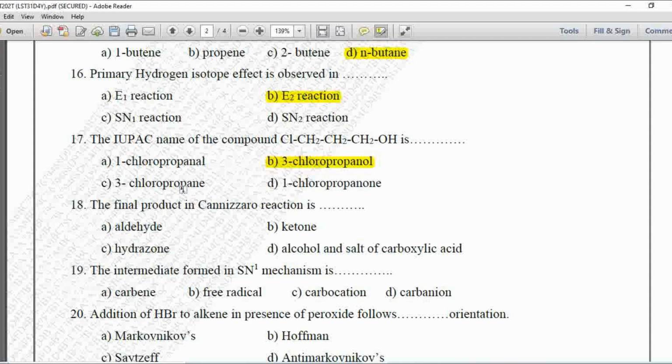Next 18th MCQ. The final product of Cannizzaro reaction is: option A is aldehyde, B is ketone, C is hydrazone, and D is alcohol and salt of carboxylic acid. This MCQ is repeated in this question paper. The answer is D, alcohol and salt of carboxylic acid. It is the final product of Cannizzaro reaction.